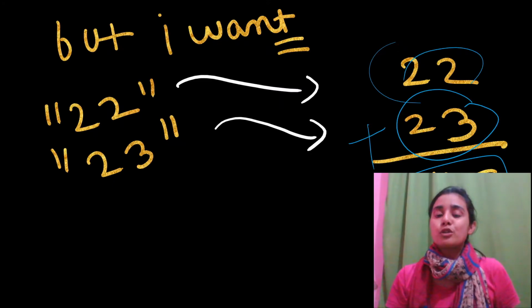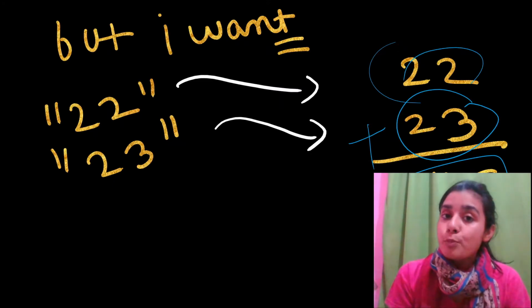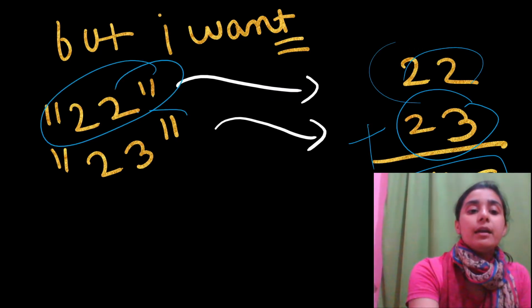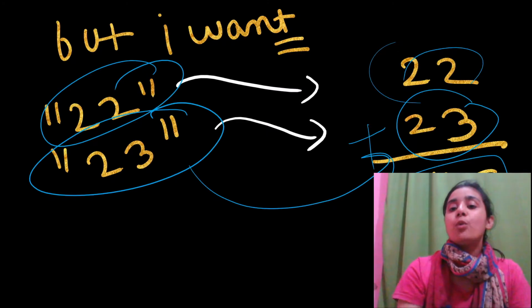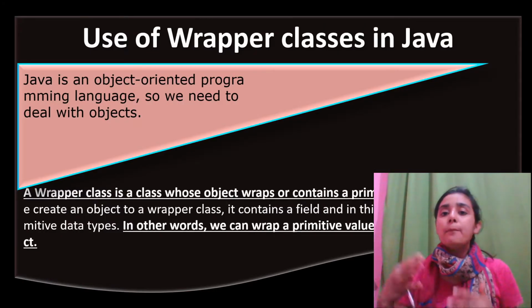How is this thing possible? This thing is possible with the help of the wrapper class only. This is my object there. I just converted this into the primitive type. Okay, so now I'm moving to the next.